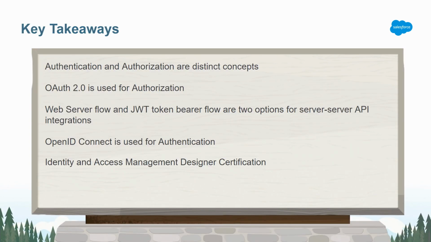And finally, just to summarize the key takeaways from this session, right? So first and foremost, we learned that there are two distinct concepts: authentication and authorization, identity and access. OAuth 2.0 is used specifically for authorization. It's all about permissions and access management. There are different OAuth flows. We looked at the web server flow and the JWT token bearer flow. These are two options for server-to-server API integrations. Finally, we saw that OpenID Connect is the variation of OAuth, which is used for authentication.